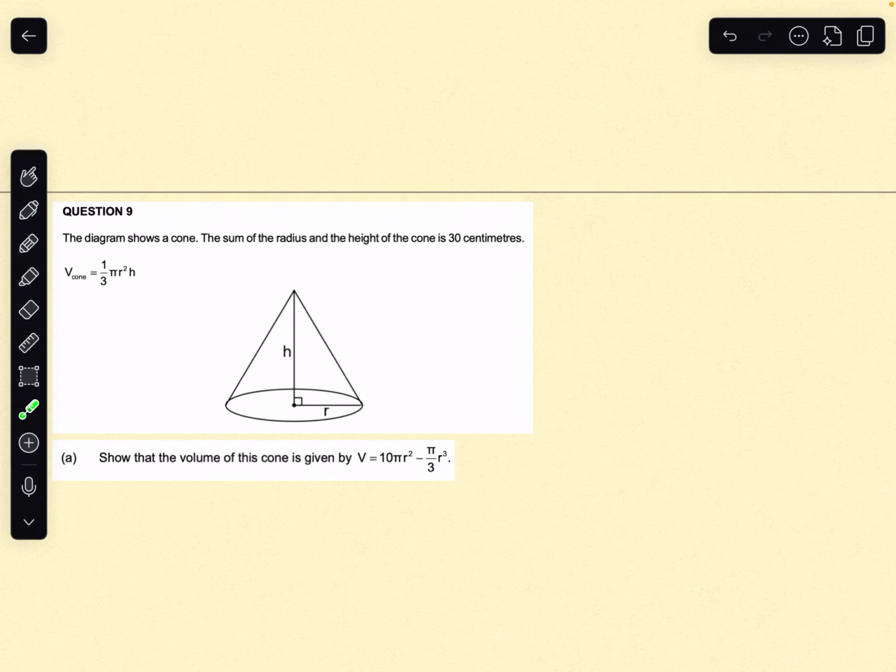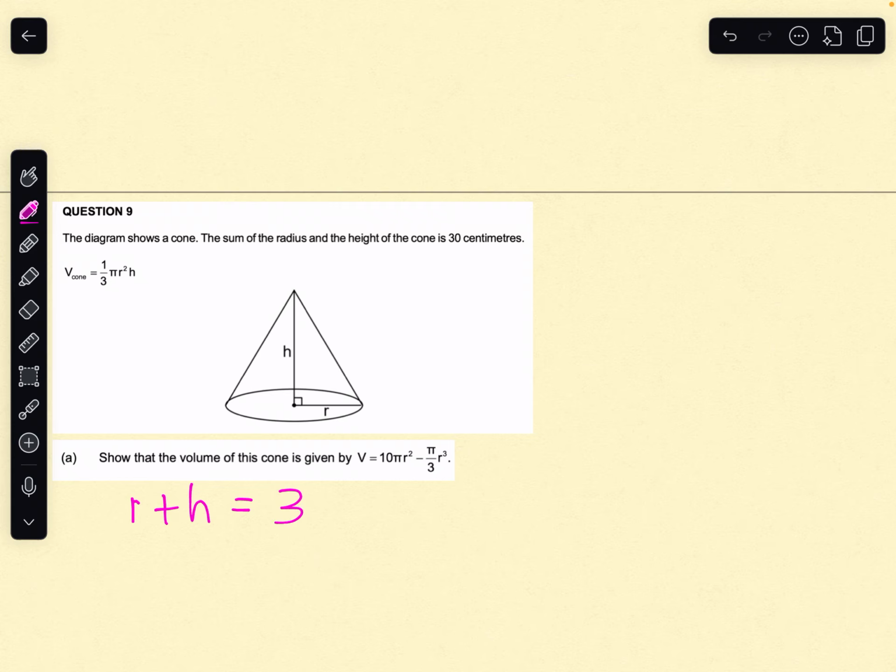So we are then asked to show that the volume of this cone is given by V is equal to 10 pi r squared minus pi over 3 r cubed. So basically we want to express, so normally the volume of a cone is in terms of the radius and the height, but now they want us to express the volume just in terms of radius, right? So we need to replace the h with an expression that is in terms of r. So we're going to go ahead and use the relationship that we're given.